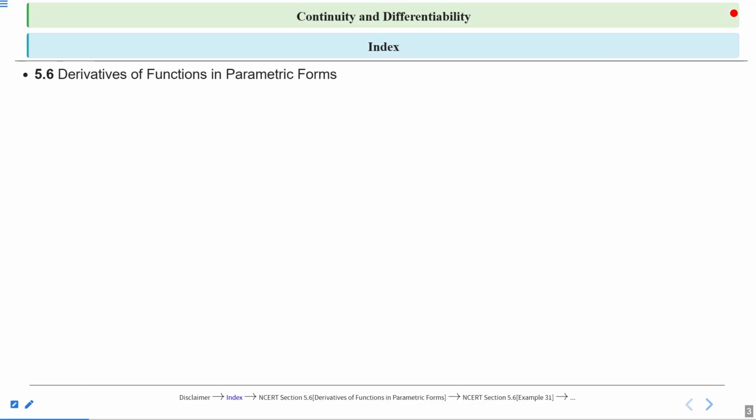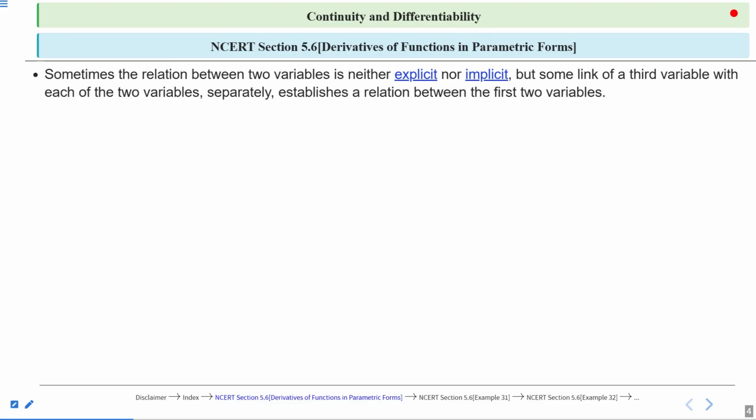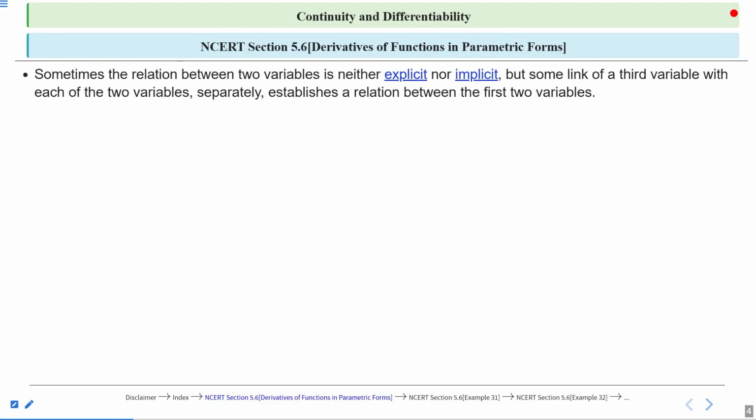So in this section, we will discuss section 5.6, which is derivative of functions in parametric form. We'll also see NCERT examples 31 to 34, right? So let us start. NCERT section 5.6, derivatives of function in parametric form.